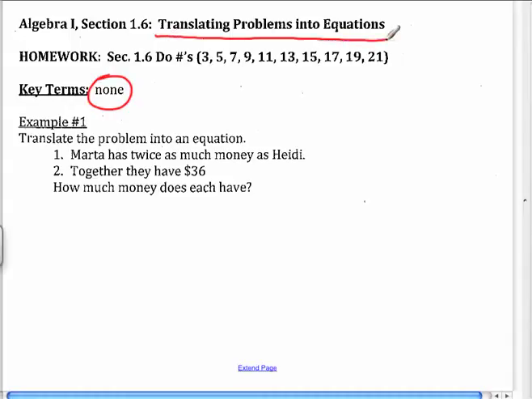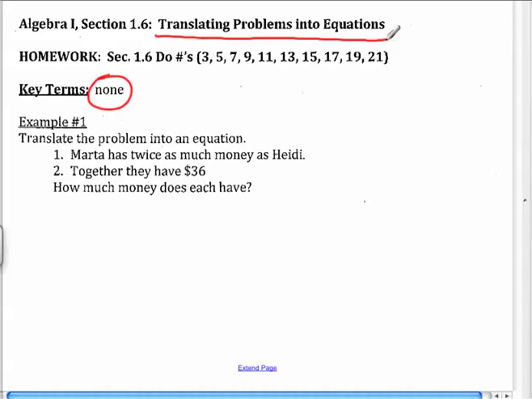And these things can take some time. We may actually have some time at the end of the day today to start working on these problems, and then I'll walk around and assist with some of your homework, and I think we will. All right, so let's look at this first part. It says translate the problem into an equation.